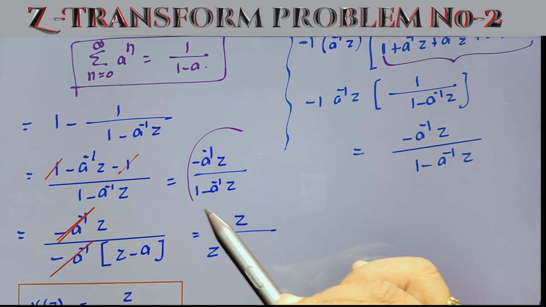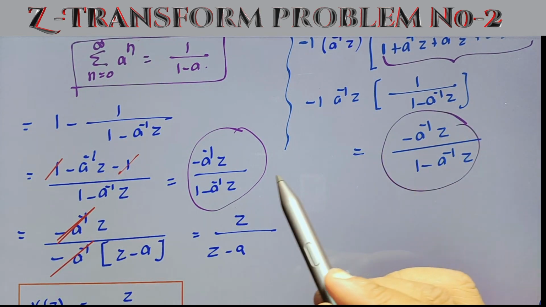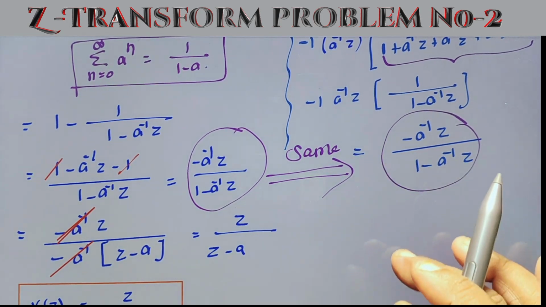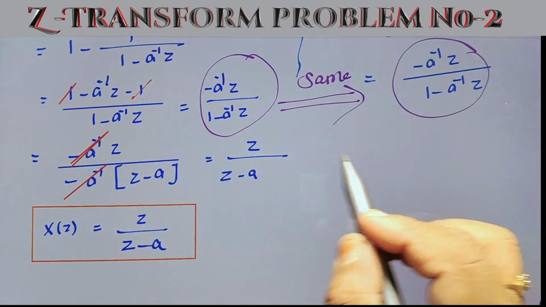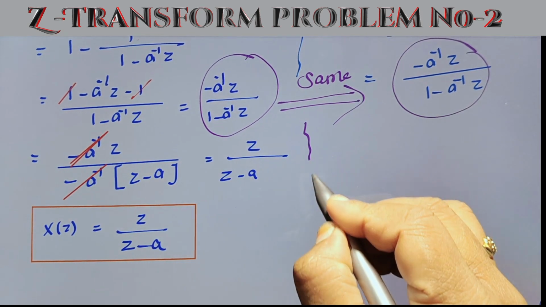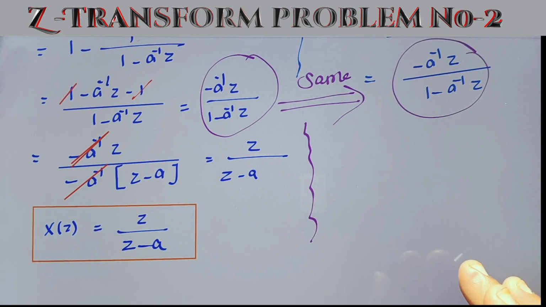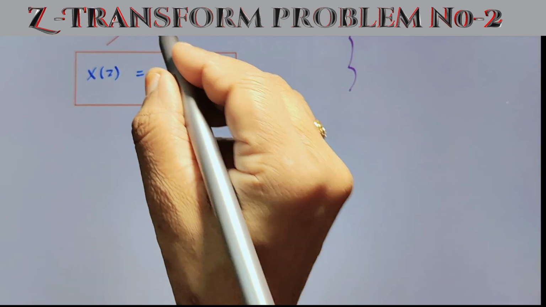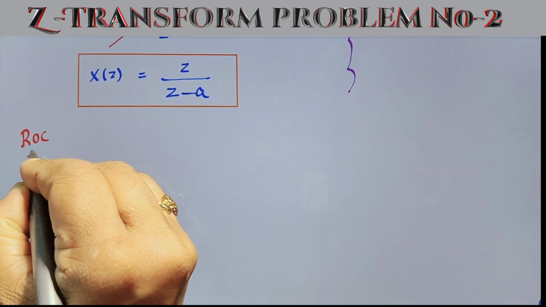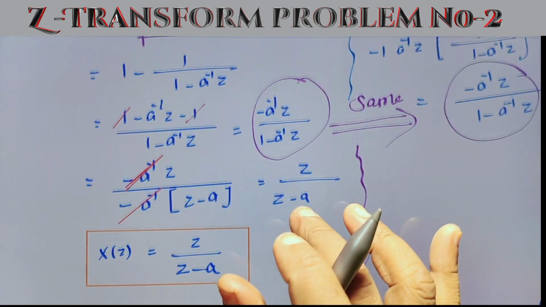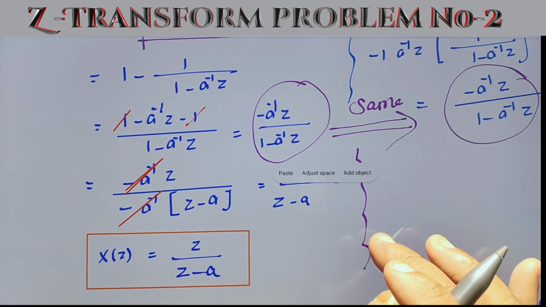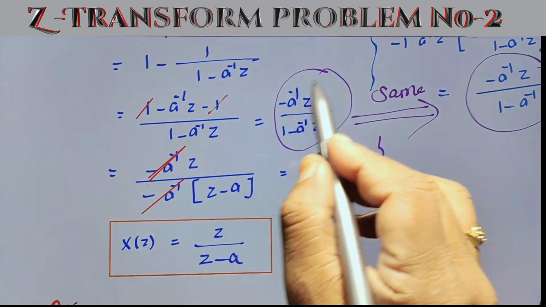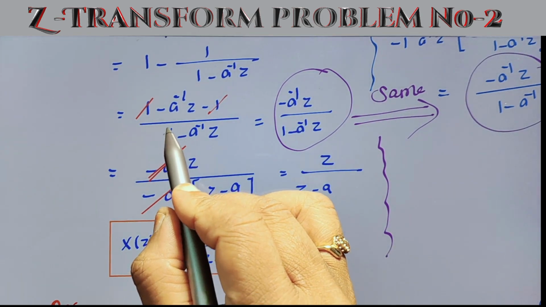See here, this term as well as this term both are same. Remaining step as usual. Okay, now X of z is over. Next find the ROC, that's region of convergence, right? It's very simple. This is a step. See here, this is the step here, right here. This is a step for ROC, to find ROC.